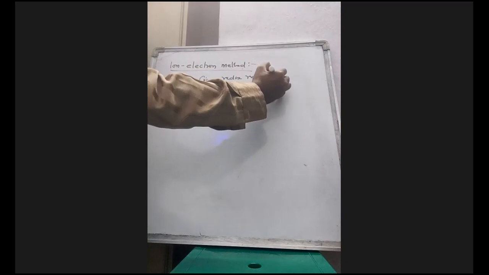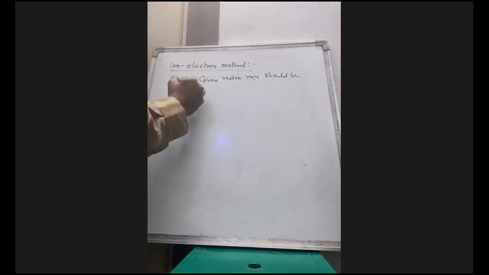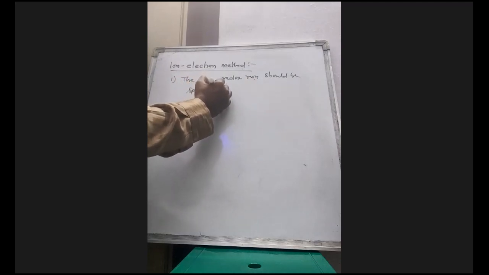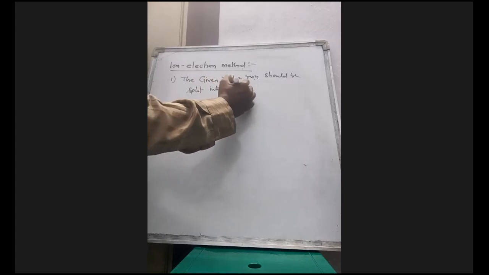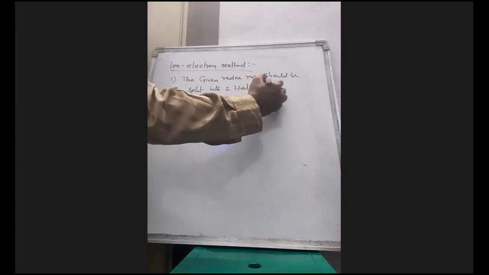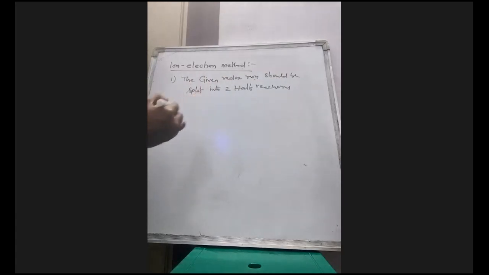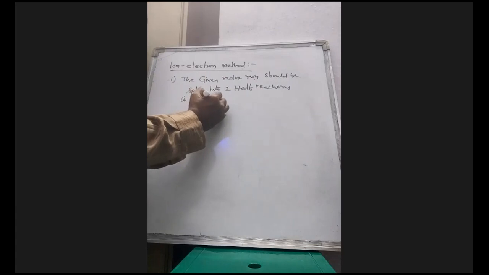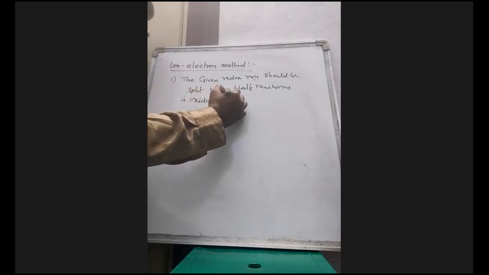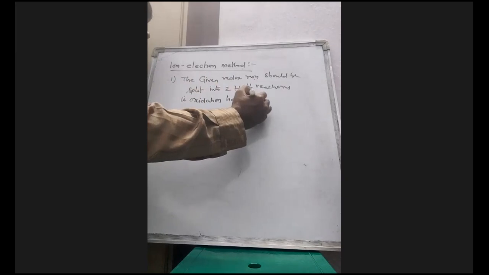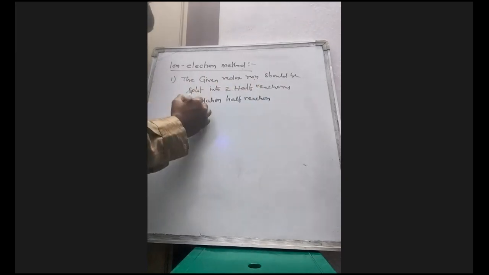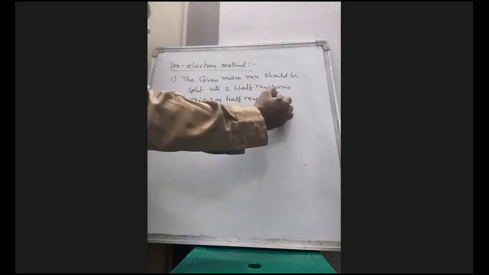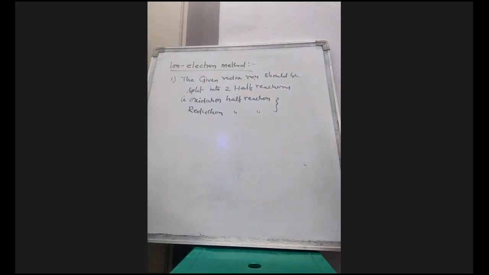reaction should be split into two half reactions, that is, the oxidation half reaction and the reduction half reaction, based on the oxidation state. This is the first step.